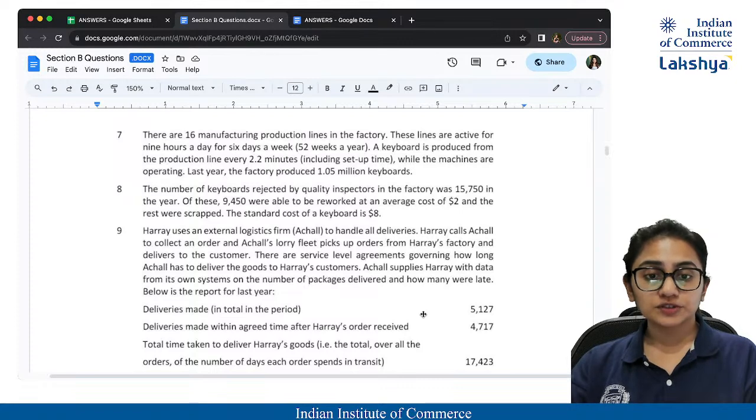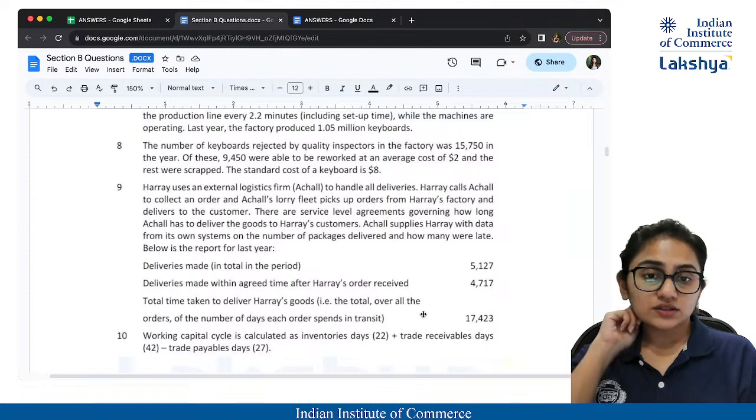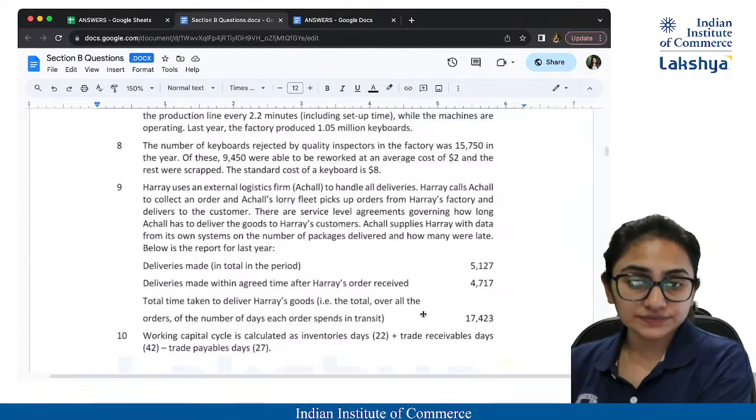Last year, the factory produced 1.05 million keyboards. The number of keyboards rejected by quality inspectors in the factory was 15,750 in the year. Out of these, 9,450 were able to be reworked at an average cost of $2, and the rest were scrapped. The standard cost of a keyboard is $8.